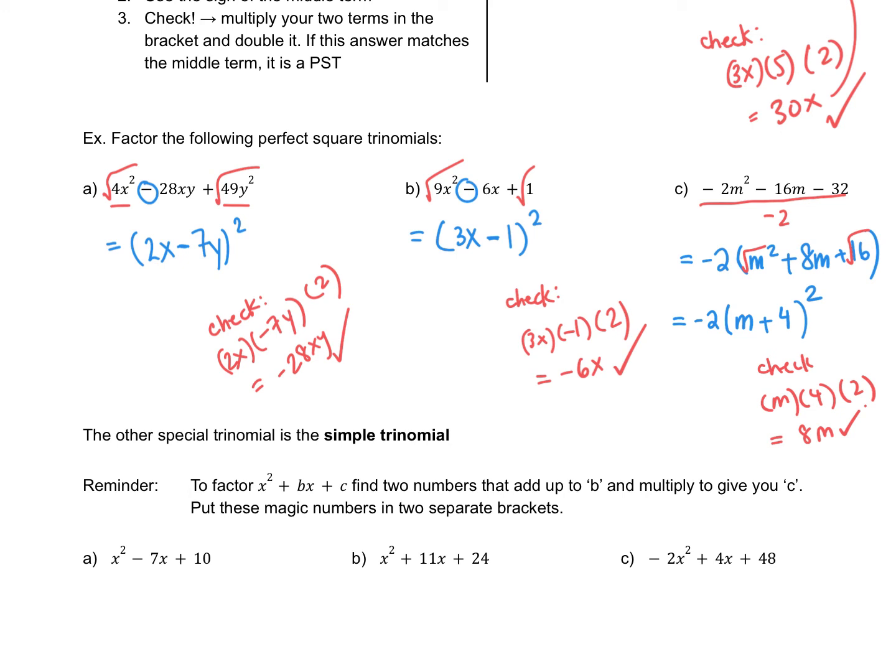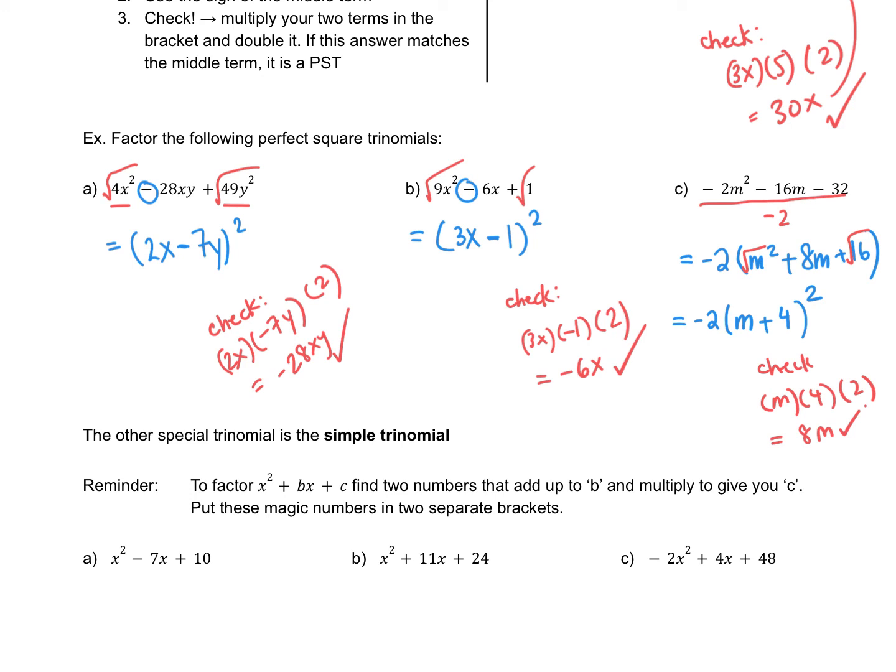Now, like I said, you could have seen this as a simple trinomial as well. The product had to be 16, the sum had to be 8. Your magic numbers would both be positive 4. And if you don't like writing the bracket to the power of 2, you can just write the bracket out 2 times, and that's perfectly fine.